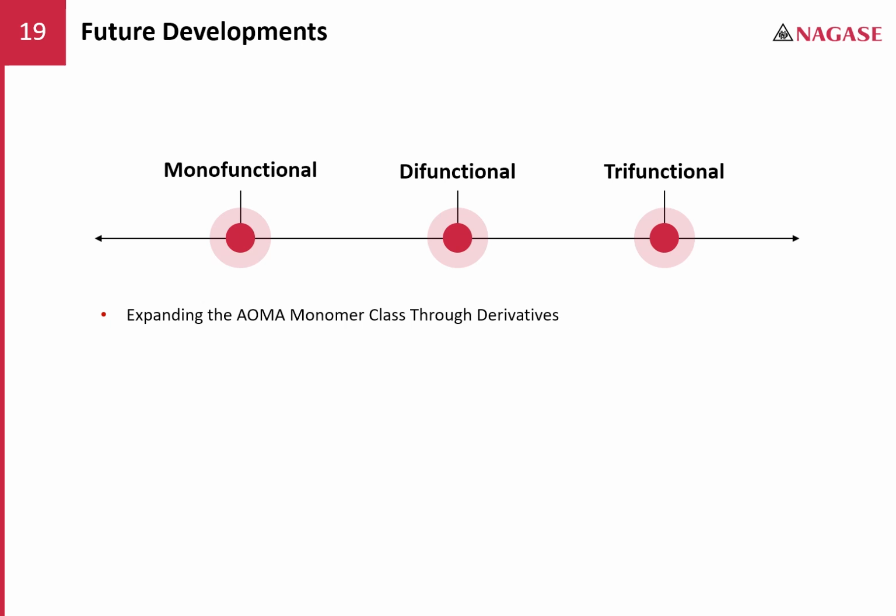So where do we go from the basic AOMA structure? I wanted to end this presentation by showing you some of the future developments that are being done on that structure. AOMA can be thought of as a monofunctional material. You are able to functionalize that structure and make it into a difunctional, trifunctional, and so forth. So you can expand basically the AOMA monomer class through derivatives.